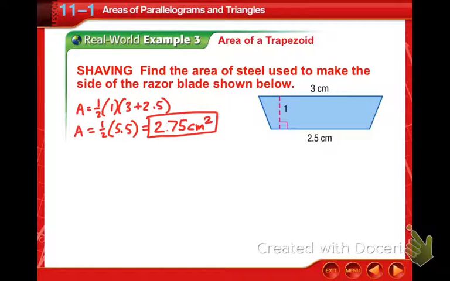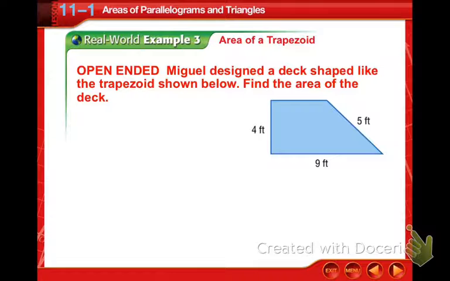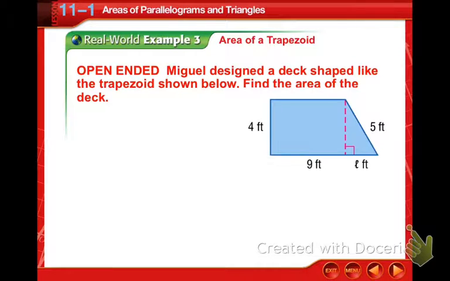Okay, pretty easy. Looking at another trapezoid here, we are given our height, we have our diagonal on the right, and we know our first base. We don't know our other base. We need more information. And we can get that information just like this.